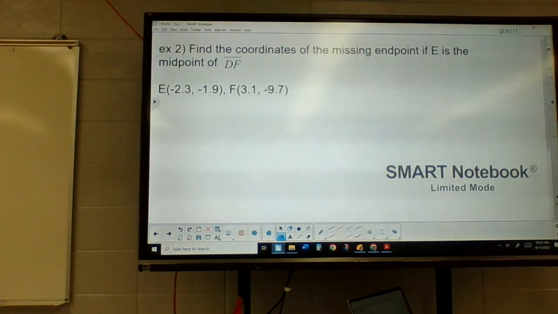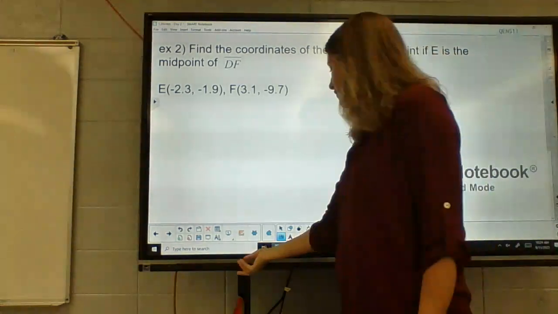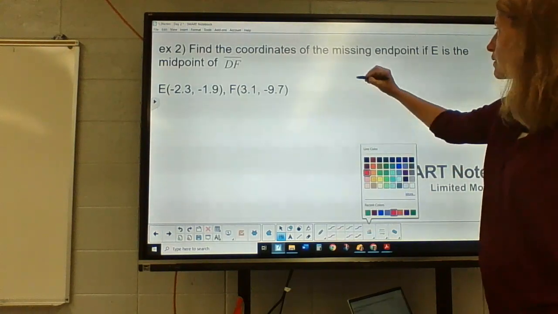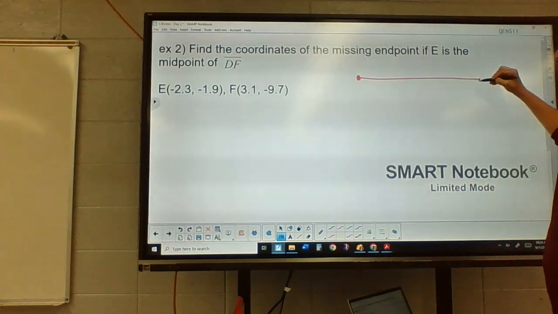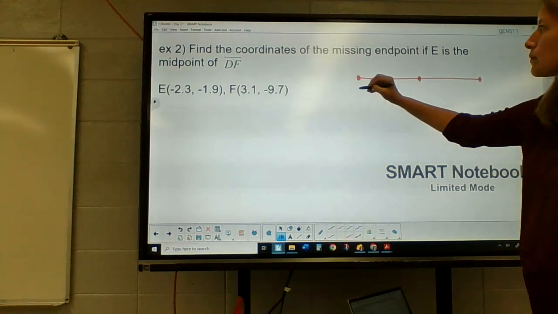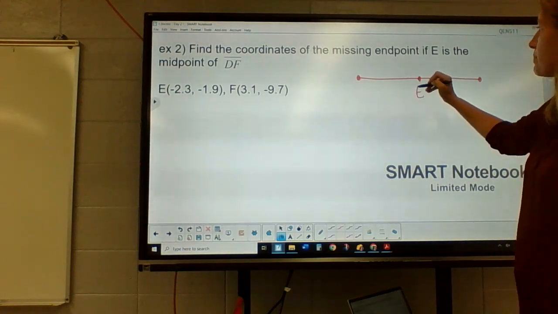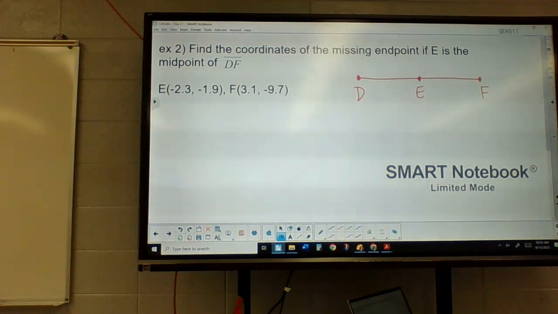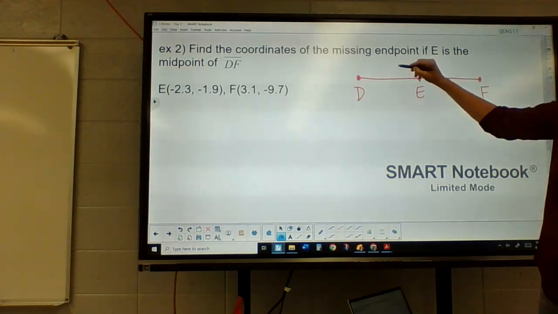So this next one, again, we don't know D, and we want to find that. In this case, E is the midpoint of DF. They tell me E.